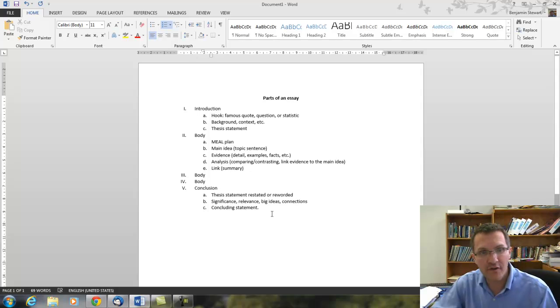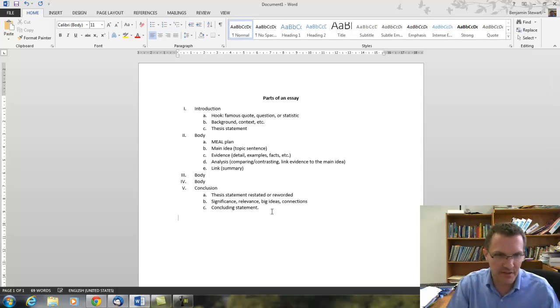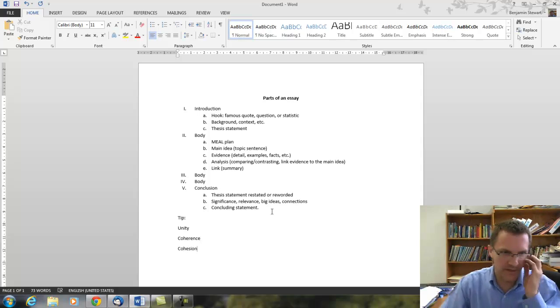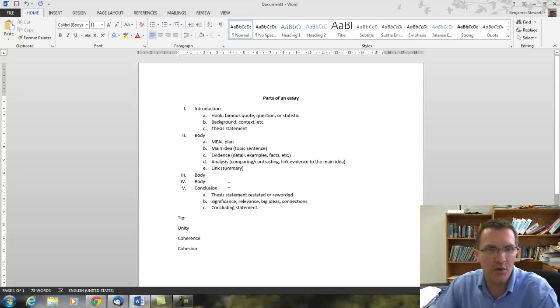And one final note on body paragraphs, and I'll leave this note here at the bottom, that when we do create body paragraphs, we want to consider unity, coherence, and cohesion. Unity simply means that you're talking about one idea throughout the body paragraph. So you want to stay on topic. You want to make sure you develop only one topic for the body paragraph.